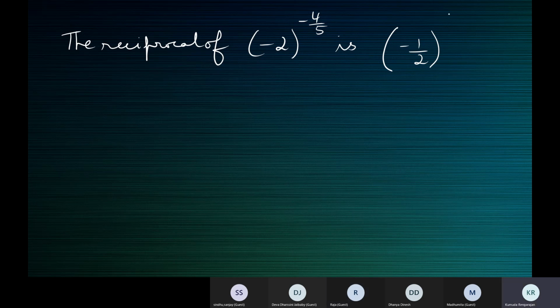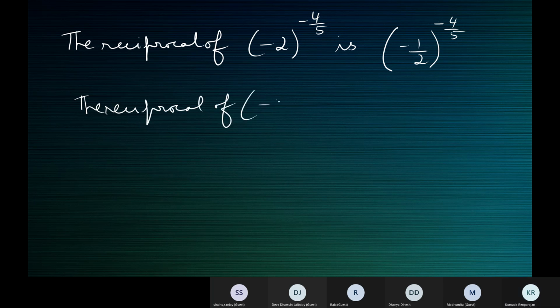Yes, ma'am. You have changed the base, right? Don't change the power. So it's minus 4 by 5, right, ma'am? Yeah. Okay. Devadarshini, what's the other way of writing the reciprocal?